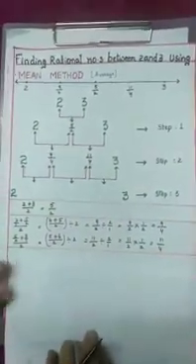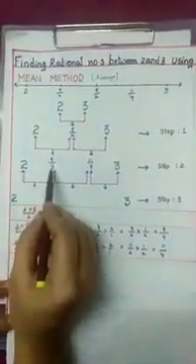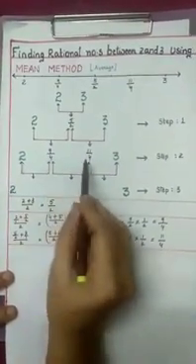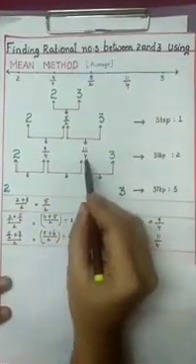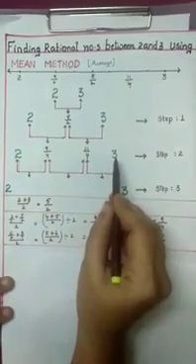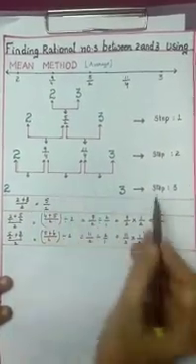Now we find the mean of 2 and 9 by 4 first. Next 9 by 4 and 11 by 4. Last we find the mean of 11 by 4 and 3. Then we get 3 more rational numbers in step 3.